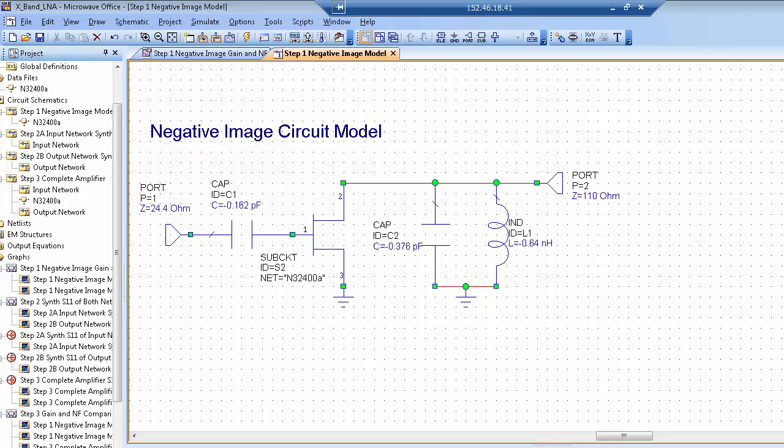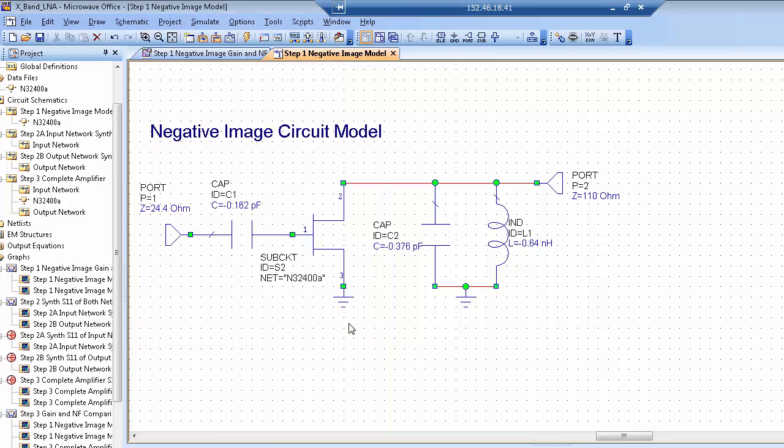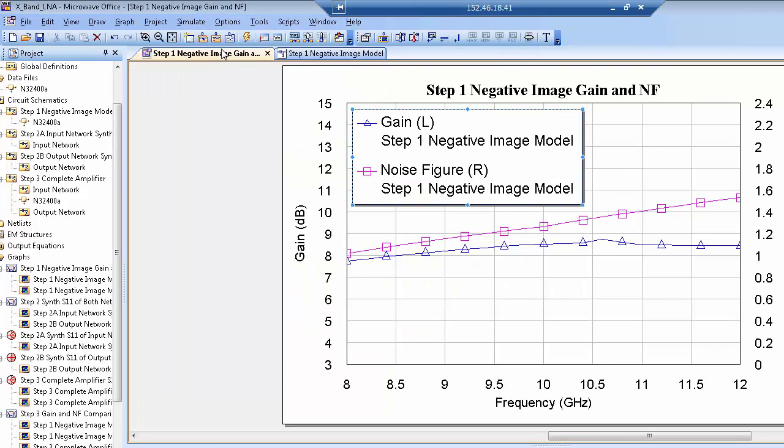I've just opened up Microwave Office and I've set up the circuit with the negative image circuit model. These initial values are values I just randomly picked, more or less corresponding to what we wanted from the Smith chart representation of what the input matching network should look like and what the output matching network should look like. So let's have a look at what the gains are like with this. So I need to do an analysis. So that is done, and we'll look at the result.